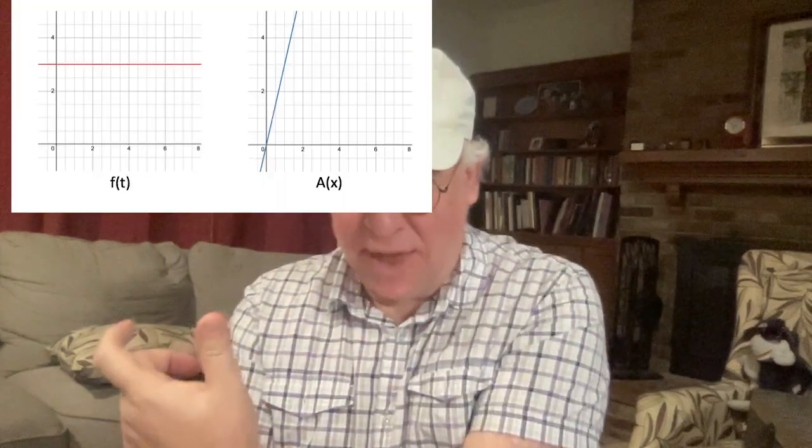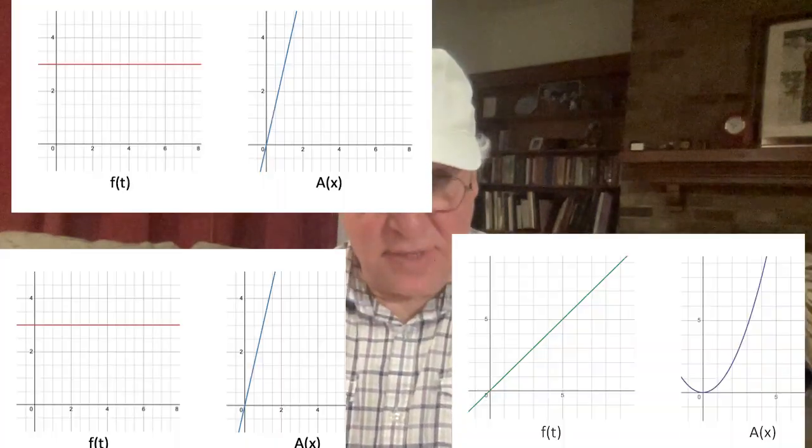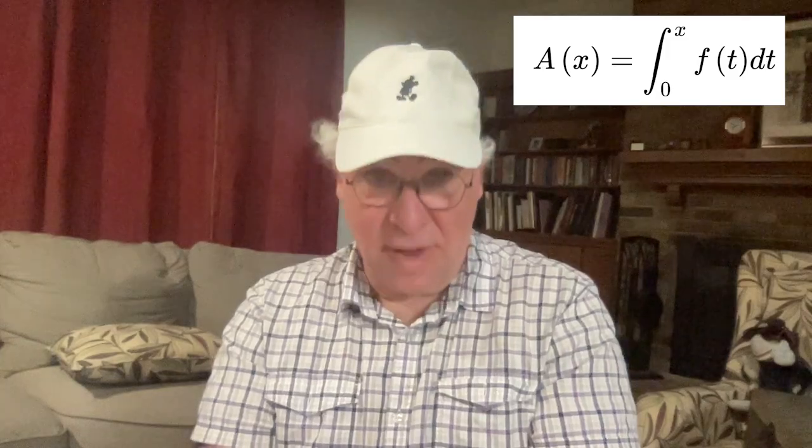Okay, anyway. Last time we figured out a function called A of x. So given any function f of t, it has associated with it A of x. A of x is the area under our function f between 0 and x. The way we can write that is the integral from 0 to x of f of t dt. What we're going to do now is find out the derivative of A of x.